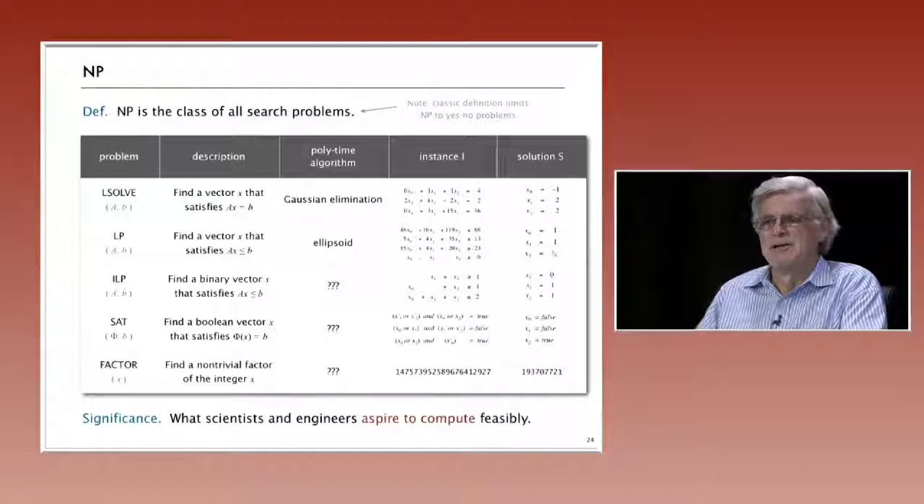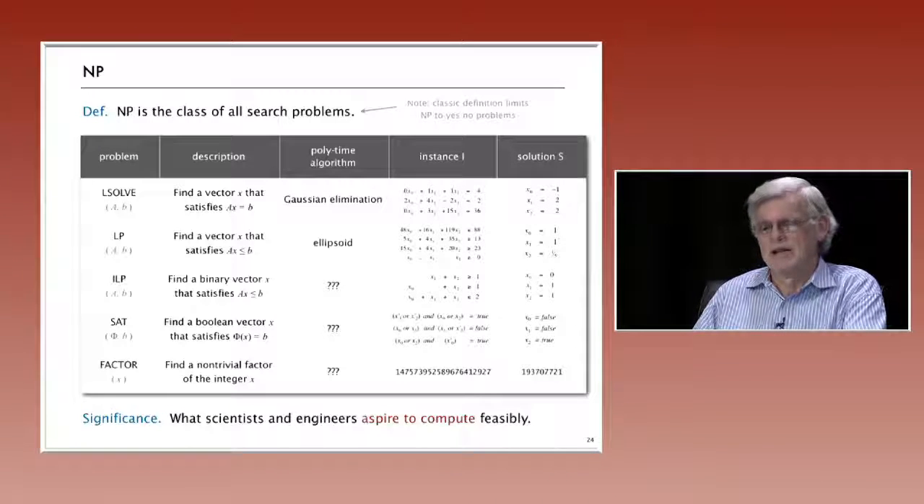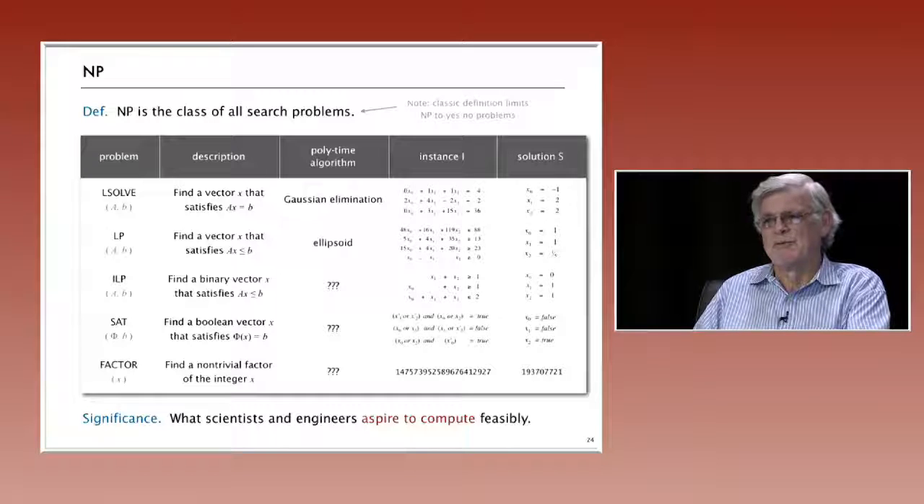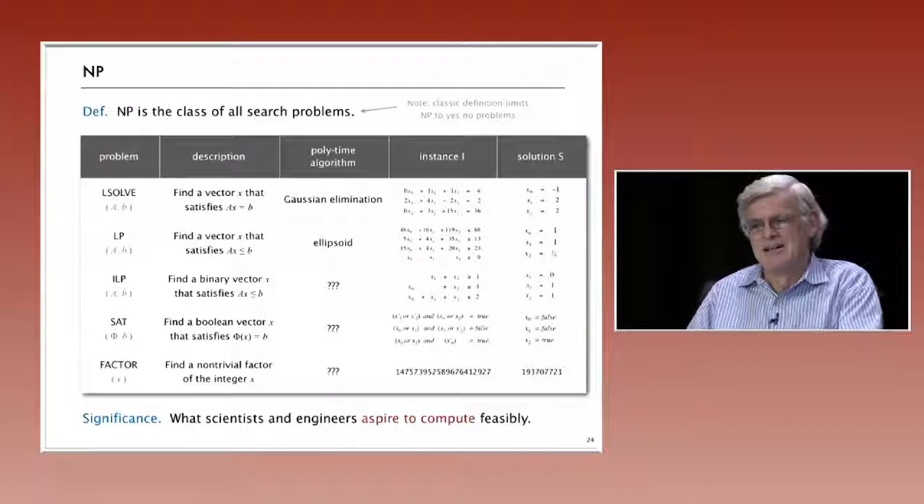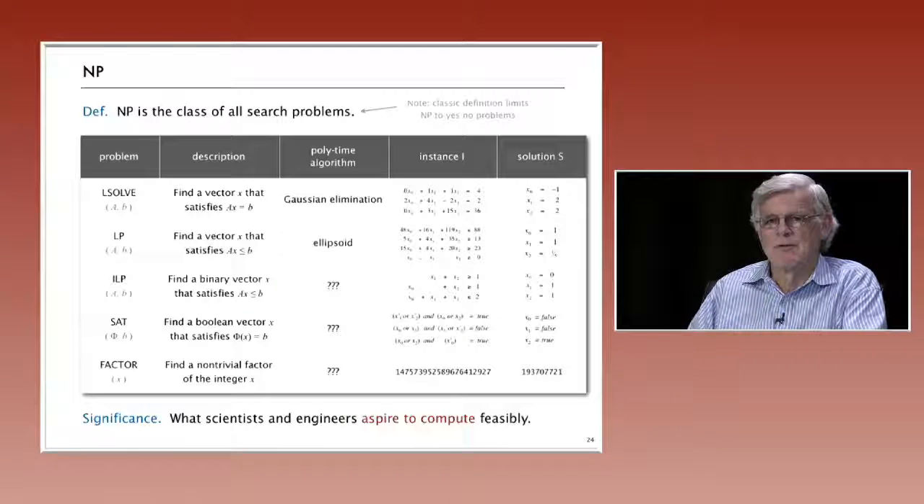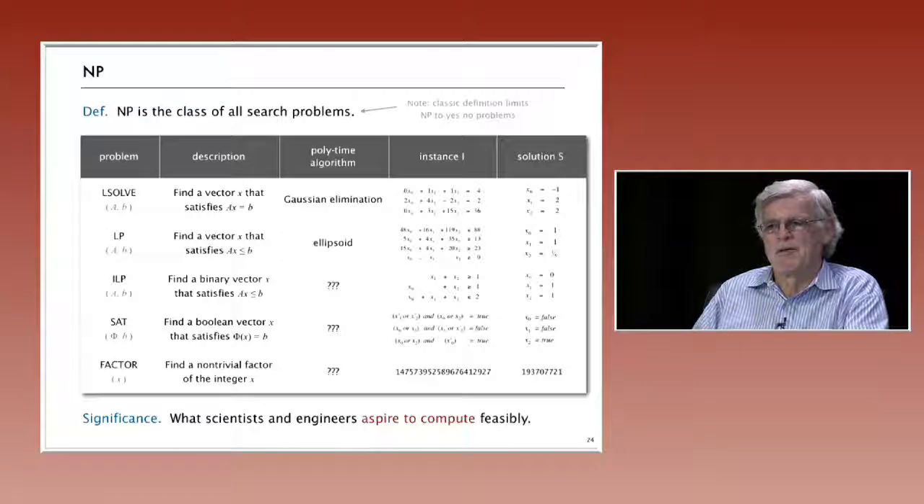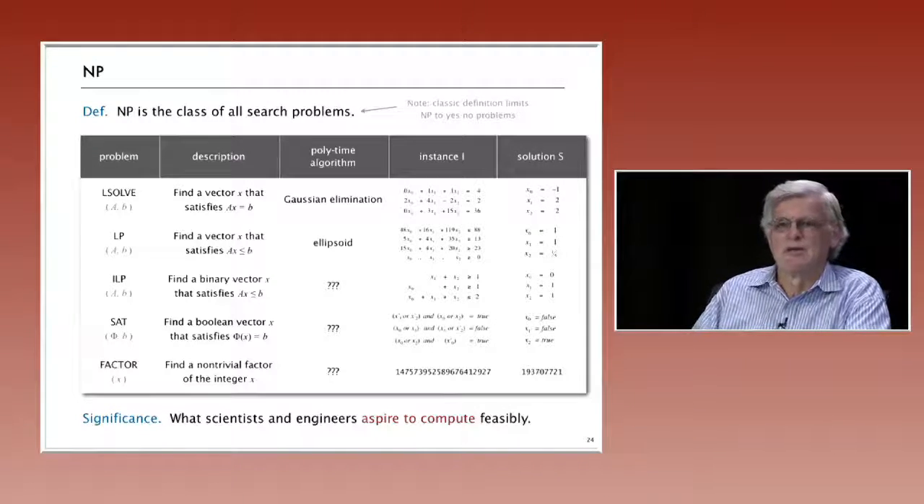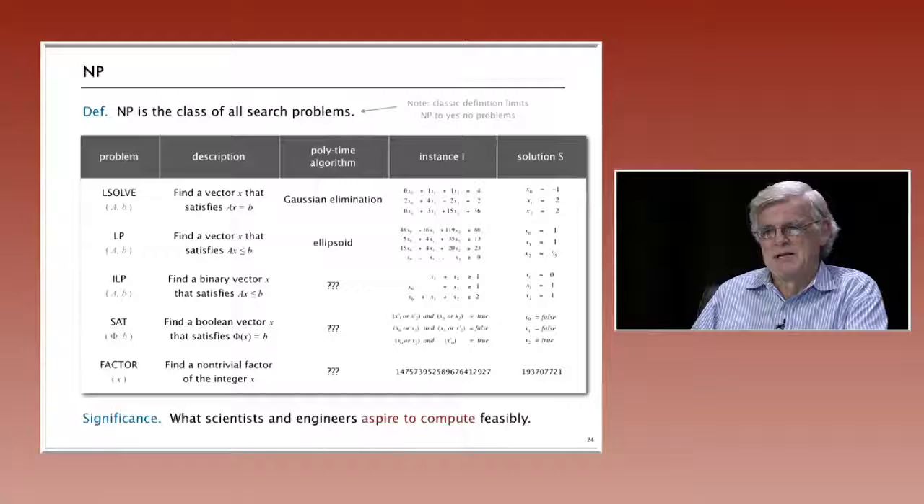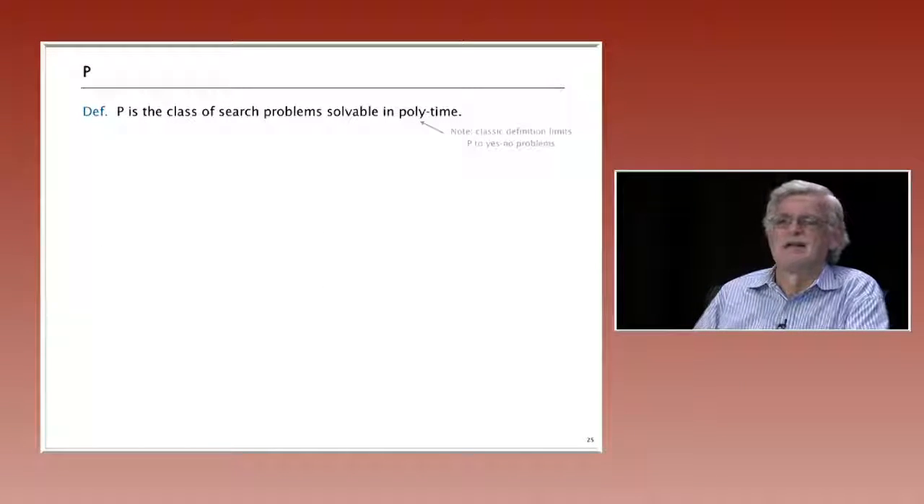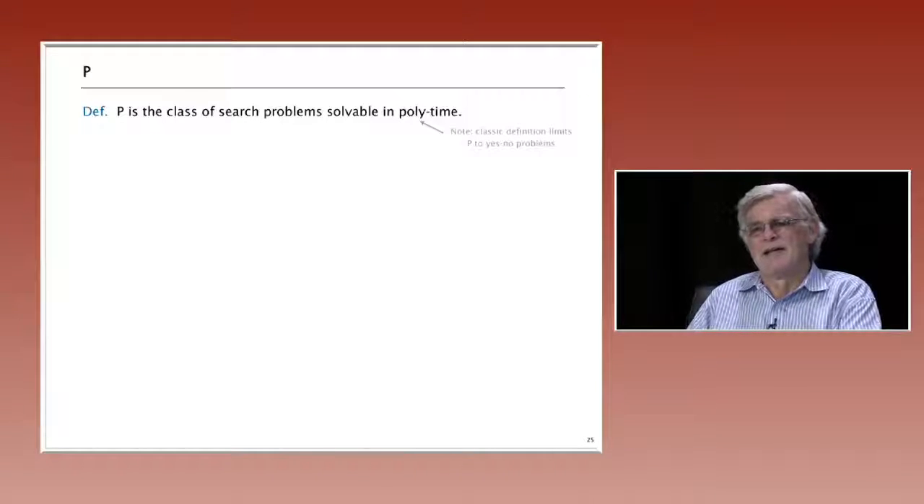One way to think of NP is it's really what we would like to be able to compute. We'd like to have algorithms that solve all of these problems. It's a very, very general class of problems. It's almost articulating in as general a way as possible what we mean by a problem that we want to solve computationally. So these are the problems that we'd like to solve. Some of them we know how to solve, some of them we don't. That's NP.